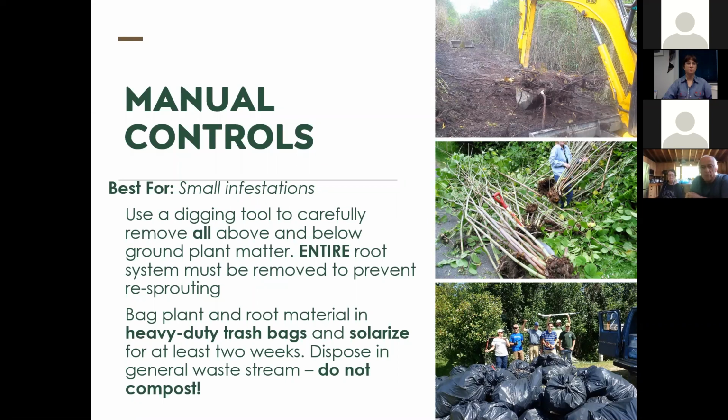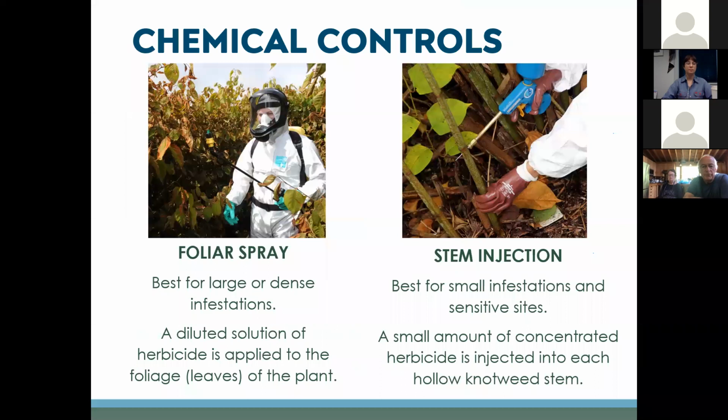As infestations become larger, we often need to use more aggressive management techniques such as chemical controls. In the world of knotweed management, there are 2 commonly utilized chemical control techniques to address or deal with this species. One is foliar spray. This is most often used for large or dense infestations, and it involves applying a diluted solution of herbicide to the foliage or leaves of a plant.